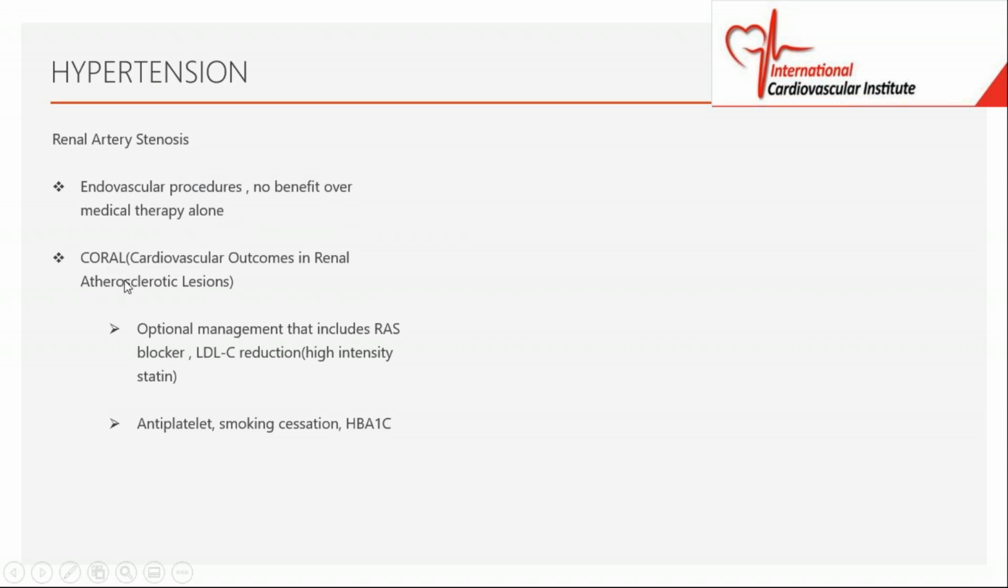When they look at the CORAL study, the Cardiovascular Outcomes in Renal Atherosclerotic Lesions, optimal management includes a renin-angiotensin system blocker, giving them adequate cholesterol medicine to reduce LDL-C, antiplatelets, smoking cessation, and controlling the glucose. You can get very, very good results in these patients. So again, don't rush these patients off to get an angioplasty and stent.